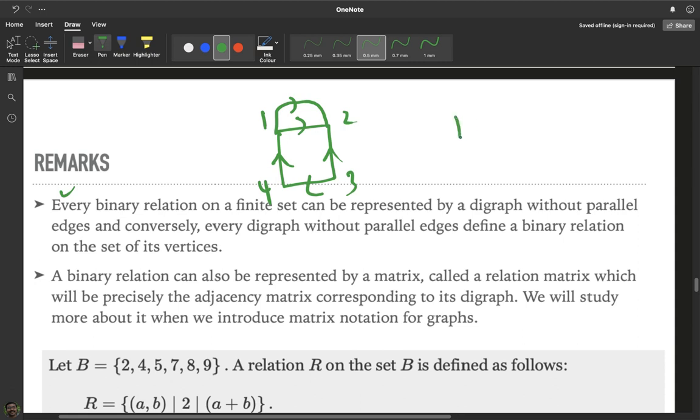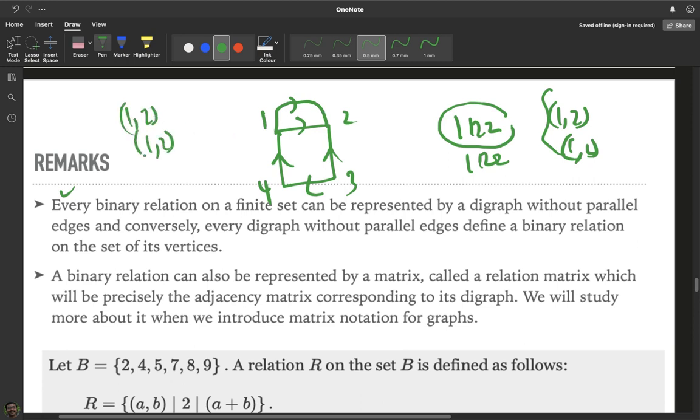Why? Because if 1 is already related to 2, there is no meaning in saying again that 1 is related to 2. There will be only one element of the form (1, 2) in that relation, not two, so there will be no parallel edges. Parallel edges come when the initial vertex and the terminal vertex are the same. When you write the binary relation, you will not repeatedly write that 1 is related to 2; you will only write it once. So a graph without parallel edges represents a binary relation.